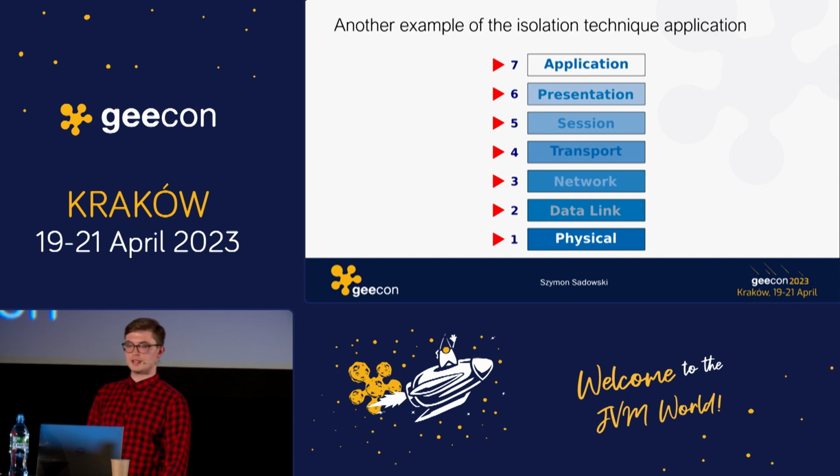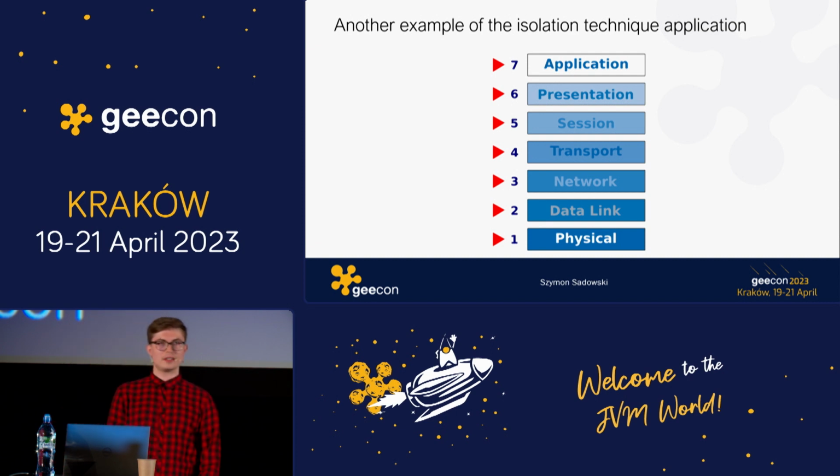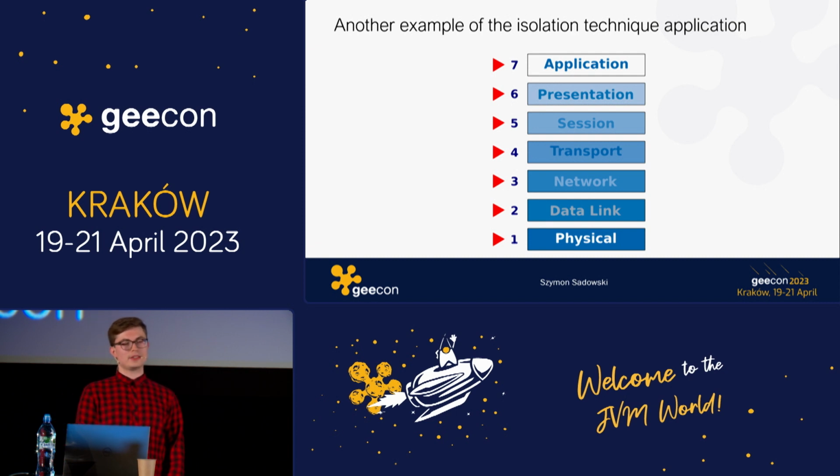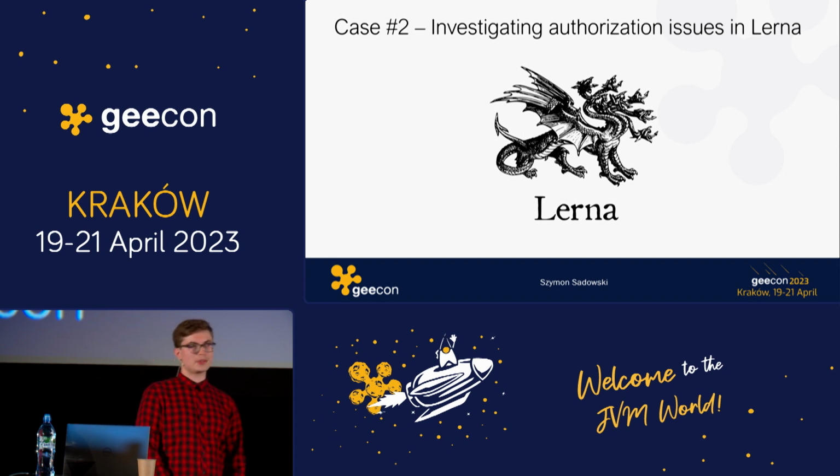And yeah, this is the technique that many network experts use across the globe, which is another example of problem isolation. So speaking about networking, we'll jump right into case number 2.